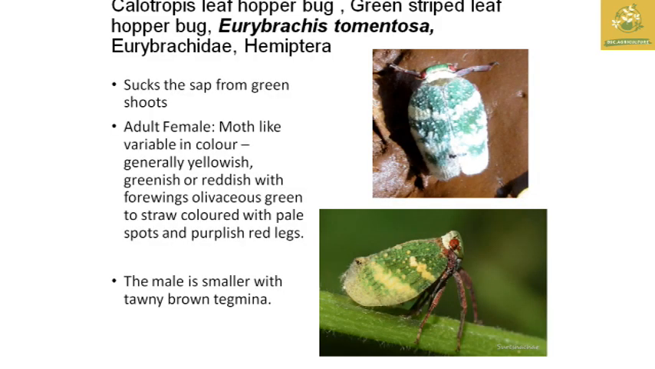And the next one is Calotropis leafhopper bug, or else the green striped leafhopper bug, where the scientific name is Eurybrachys tomentosa and the family is Eurybrachidae, and the order is Hemiptera. So the symptom they used to cause, which used to suck the green sap from the green shoots of the plant. So the identification is adult female, where the moth is used to be variable in color from grayish yellowish to greenish or reddish with forewings olivaceous green, and the male which is said to be smaller than the female one with tawny brown tegmina.